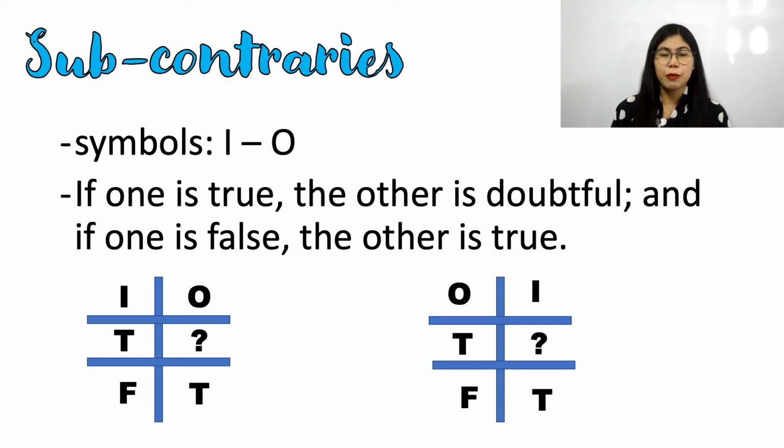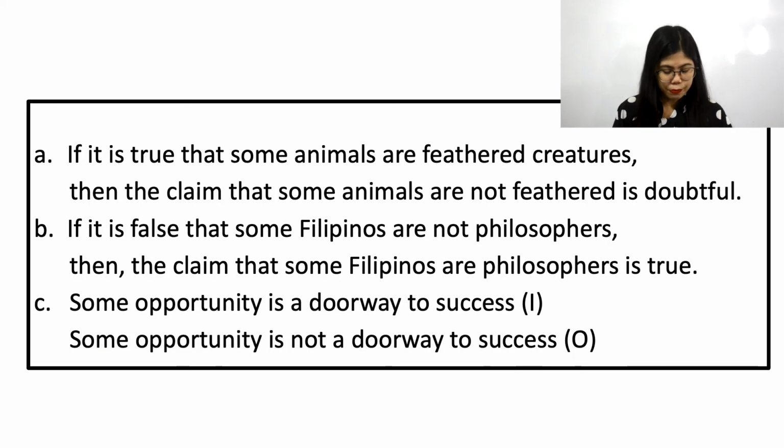It consists of symbols I and O. Here, statements or propositions can be considered subcontraries if it is impossible for both to be false. Here, if the one or first proposition is true, the other or second proposition is doubtful. And if one is false, the other is true. To fully understand this, let's have examples.